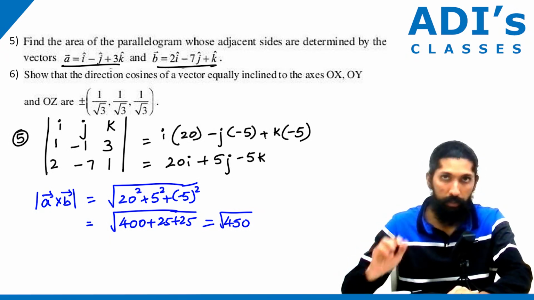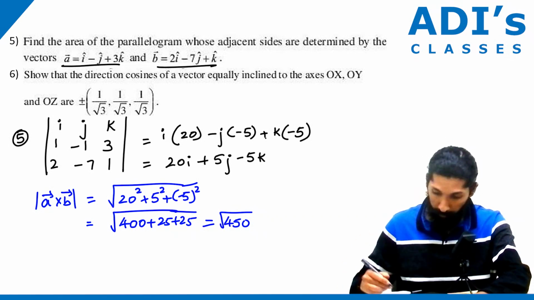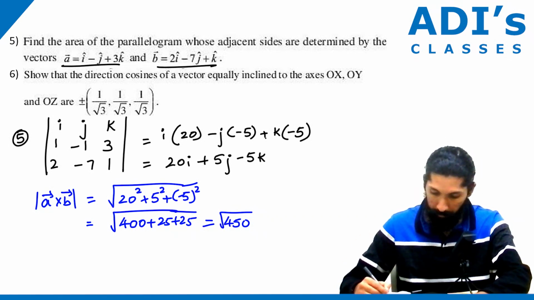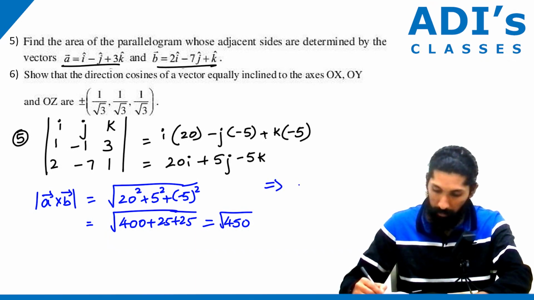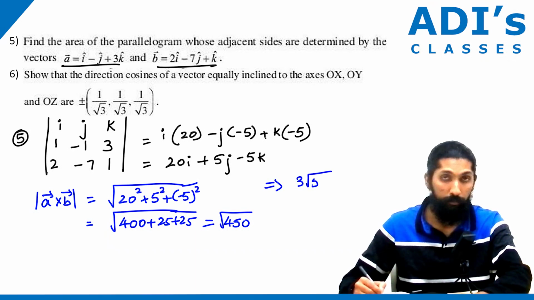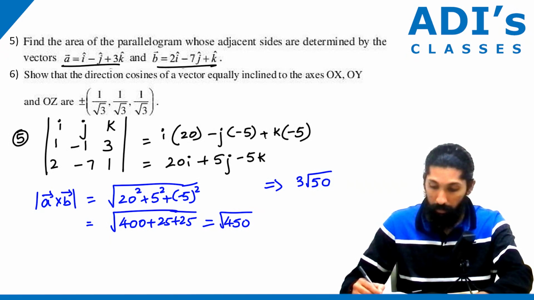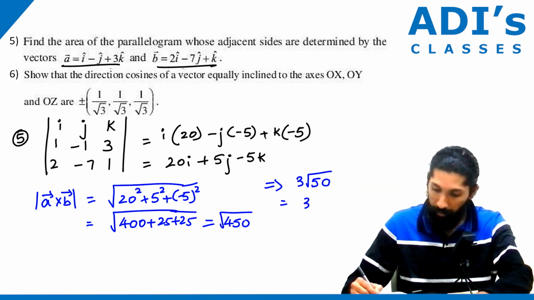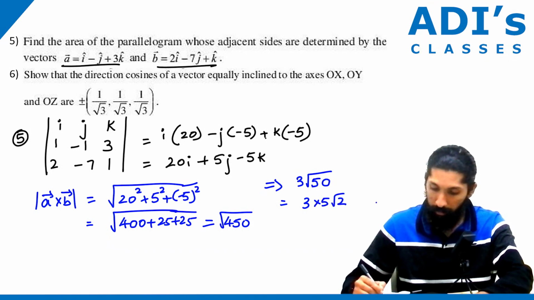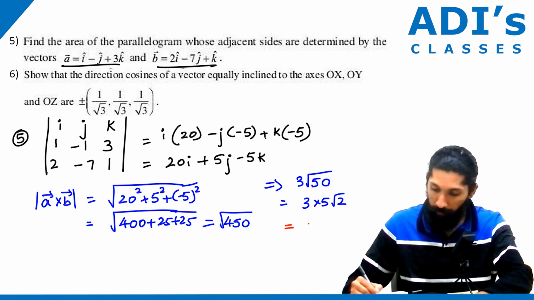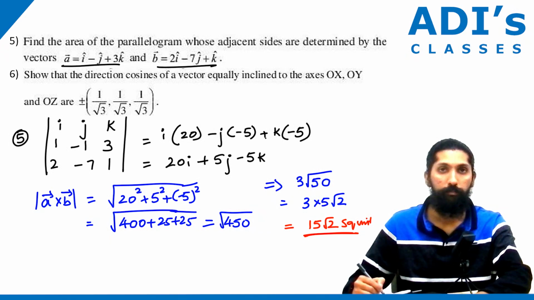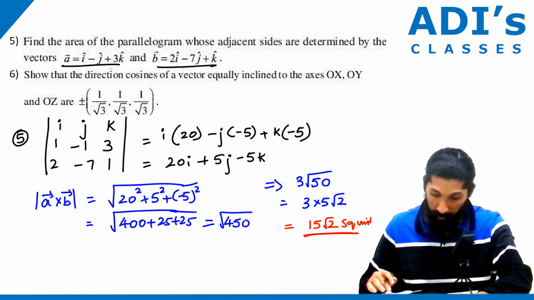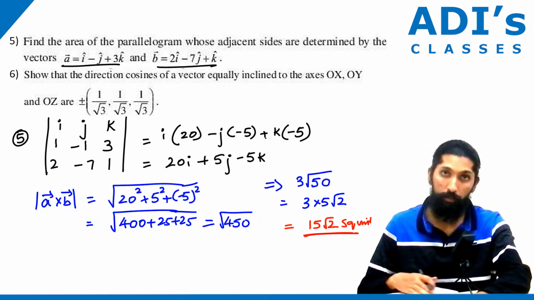If not, let's do step by step only. That's also well and good. So the first simplification, you can write the same thing as 3 into root of 9 into 50. Then 50 can be written as 5 root 2. So you'll get it as 3 into 5 root 2. So the final answer is going to be 15 root 2 square units. This is the final answer. Clear? So the answer for the fifth one is 15 root 2 square units.